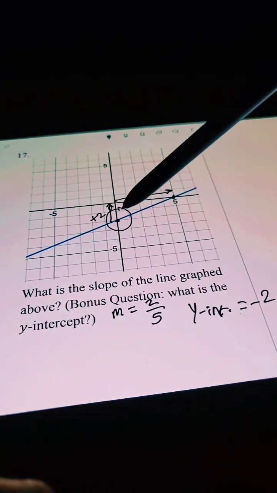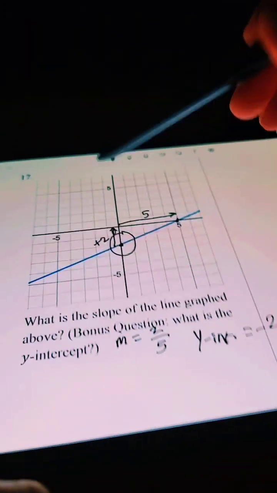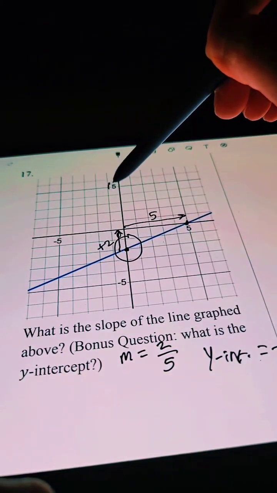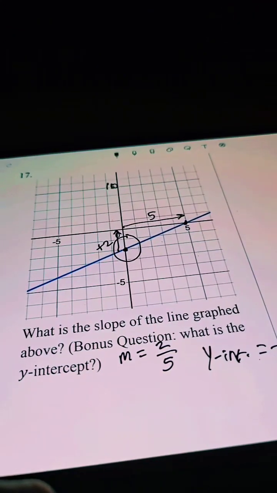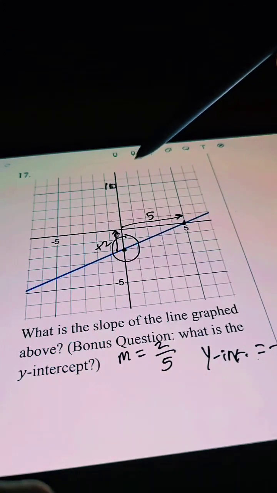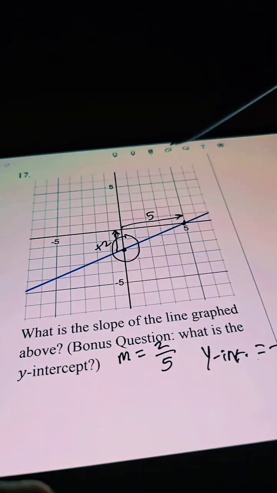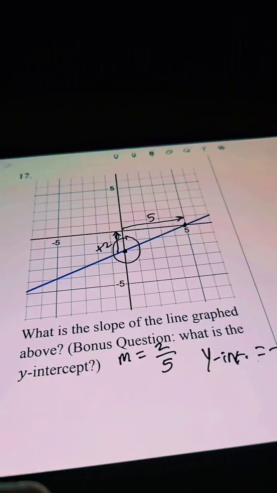Be careful on the exam, because sometimes what they like to do is they might say that this is like 10 or something, and each of these squares is supposed to be 2. That's one of the ways that they trick you on the exam, so just be careful. In this case, each of the squares does represent 1, but just be careful that you're paying attention to the scale on exam problems.